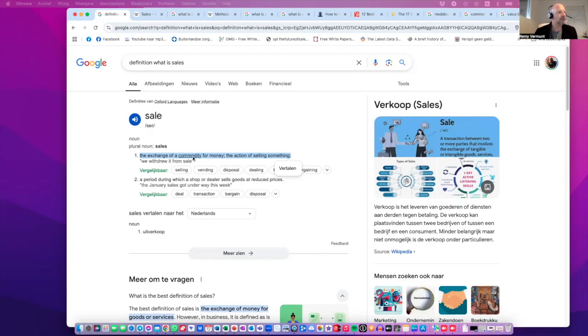Exchange of a commodity for money. Is that complete? And the action of selling something. That's two different things. What else? A period during which a shop or dealer sells goods. Okay, that's not what we're talking about. So something is in sale, like special discounts, etc., is not what we are looking for.